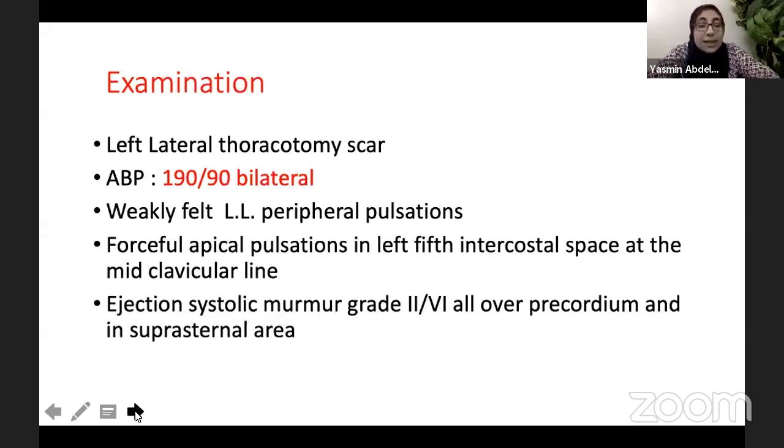On examination, he had, of course, a left lateral thoracotomy scar of previous aortic coarctation repair. He has upper limb hypertension. It was uncontrolled, 190/90 bilateral. He had weakly felt lower limb peripheral pulsations with forceful apical pulsations in the left fifth intercostal space at the mid-clavicular line, which means that he has no dilated dimensions, as the left fifth intercostal space is the normal place for the apex, but he has forceful apical pulsations. He also had an ejection systolic murmur grade 2/4 all over the precordium and in the suprasternal area.